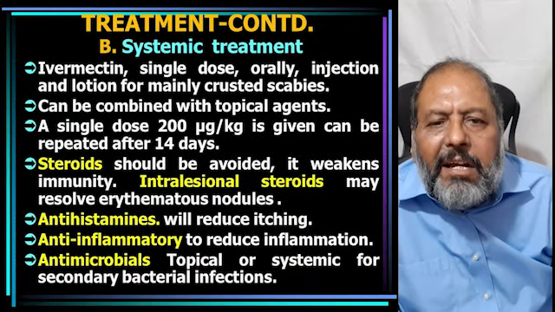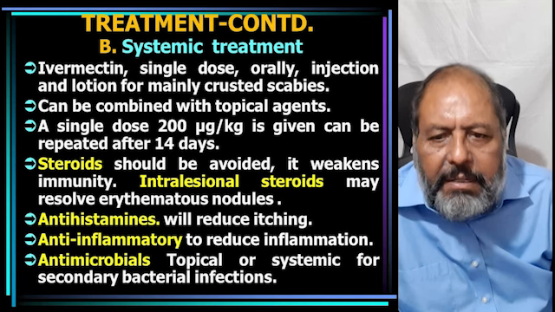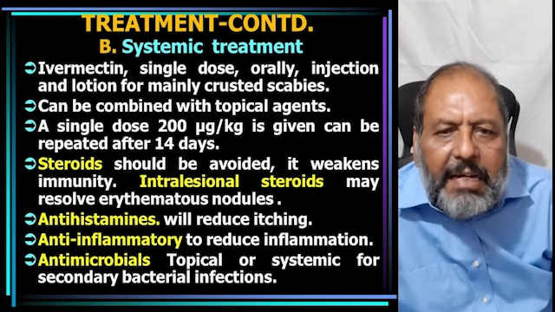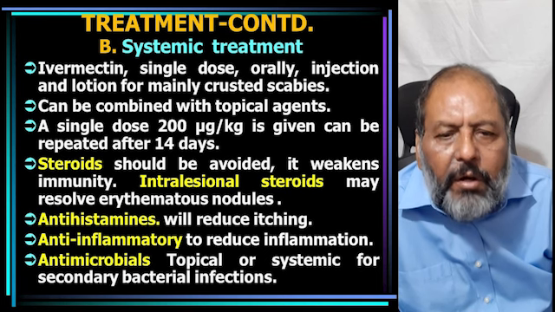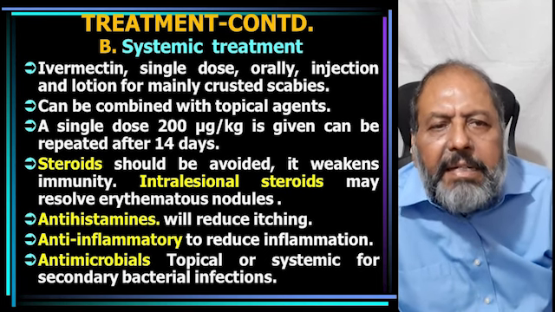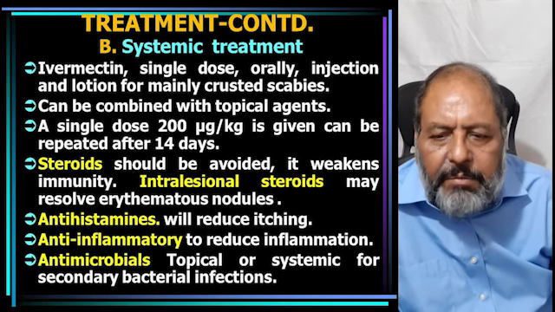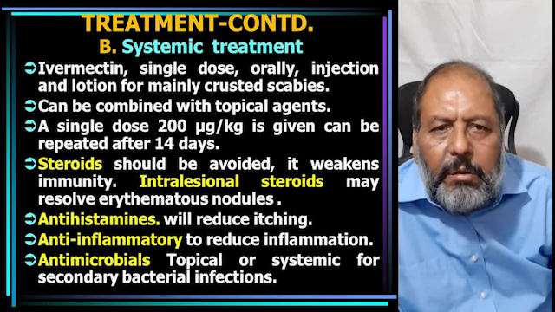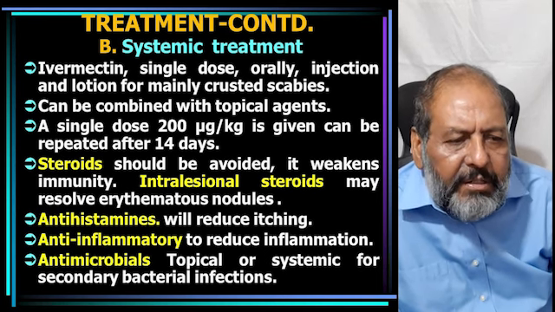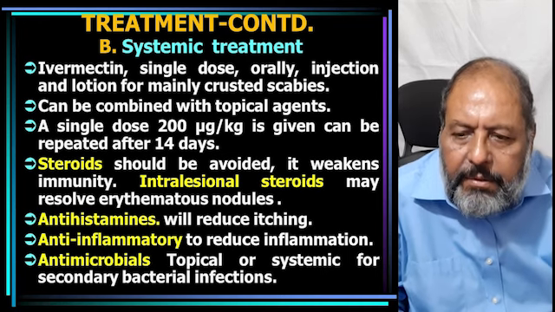Now, the second part of the treatment is systemic treatment: ivermectin, single dose orally, in the form of injection, and the lotion for mainly crusted scabies is being used. It can be combined with the topical agents and ivermectin systemically. A single dose of 200 microgram per kg body weight is given, and it can be repeated after 14 days.